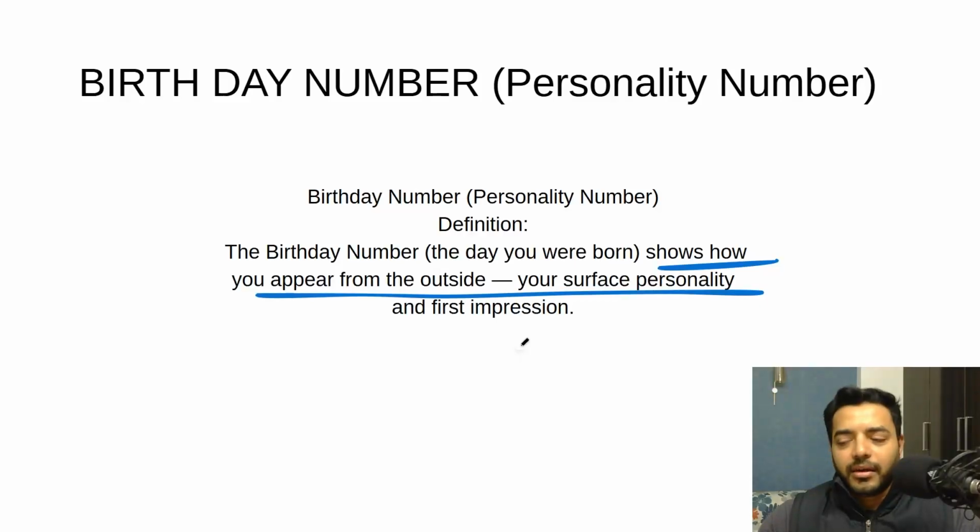Meaning, somebody sees you from a faraway distance and they judge you and they feel something. Let's say I'm standing here and I see a person at that distance and I say, oh, this person looks like this. He probably is this, right? So the birthday number is basically how you appear from the outside. It has got nothing to do with your personality or anything else. It's just about how somebody feels when they see you for the first time.